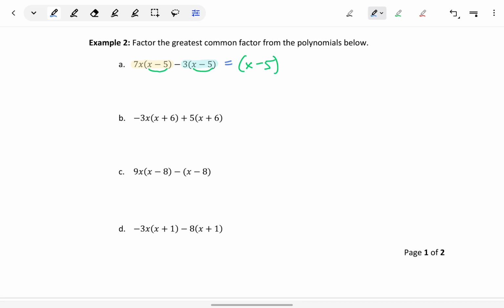So if we divide out or factor out that x minus 5, then what we'd be left with is the 7x minus 3. And we'll see that pattern repeated in the remaining examples.